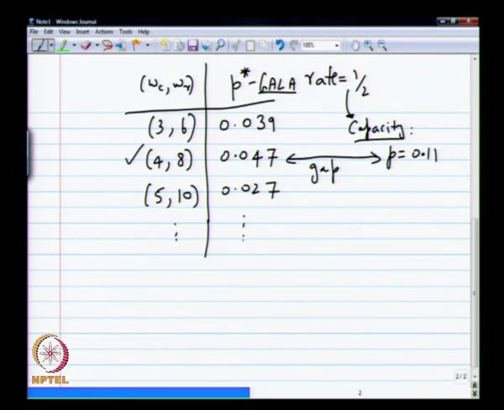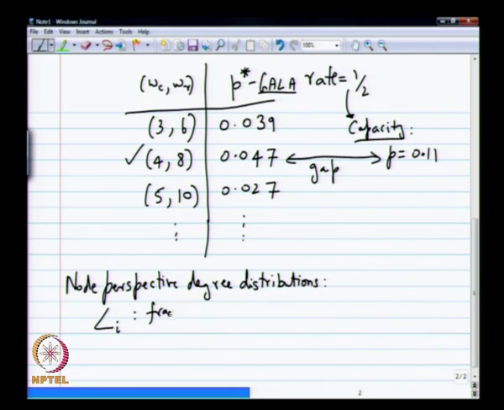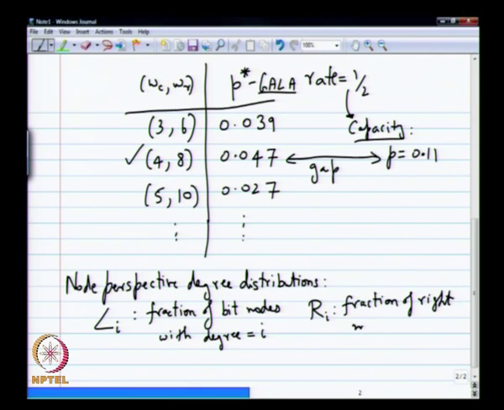Okay, so now we moved on to irregular codes, and I defined something called the degree distribution polynomials. Did I define the degree distribution polynomials? With the node perspective, we defined node perspective degree distributions. Basically capital L sub i is the fraction of bit nodes, or left nodes, with degree equal to i. Same is the case with R sub j. What is R sub j? The fraction of right nodes with degree equal to j, just to use some other dummy variable.